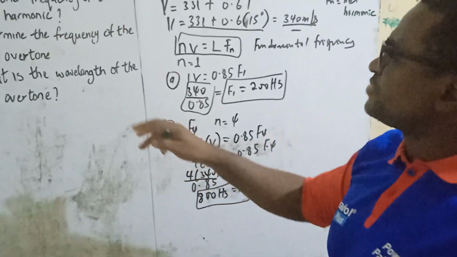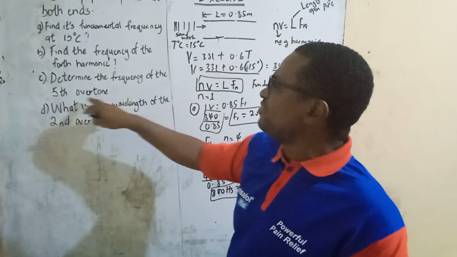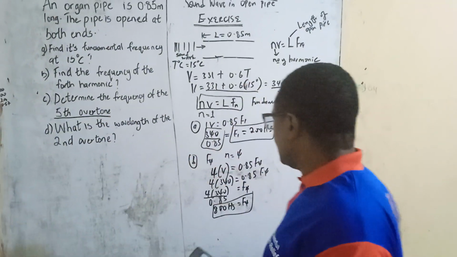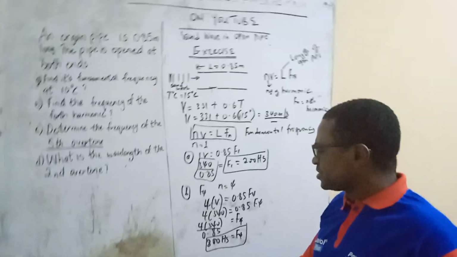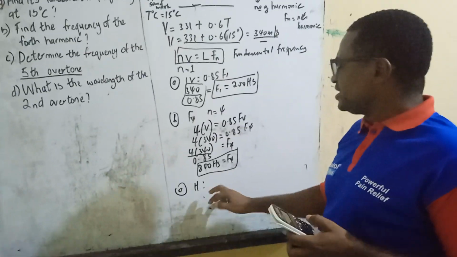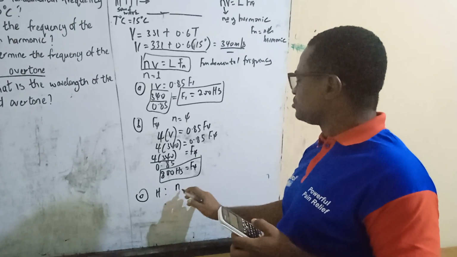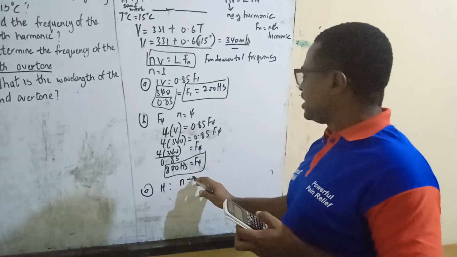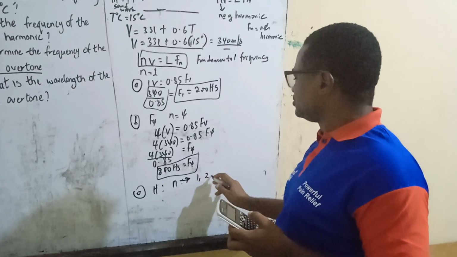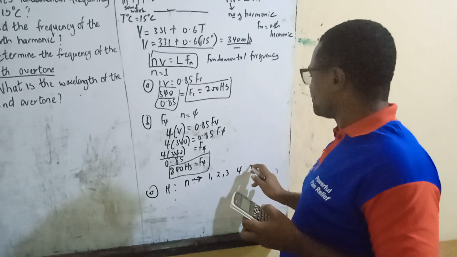Now, the next question says we should determine the frequency of the fifth overtone. To be able to get the overtone, if you have harmonics, the set of harmonics for an open pipe is given as n to be 1, 2, 3, 4, 5.